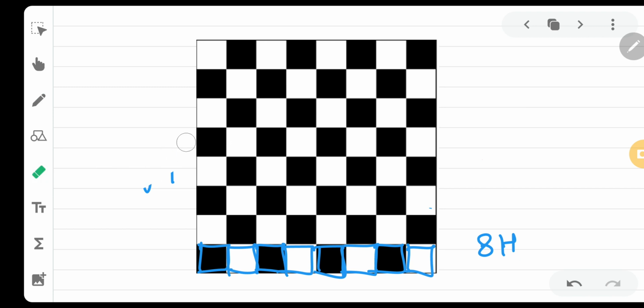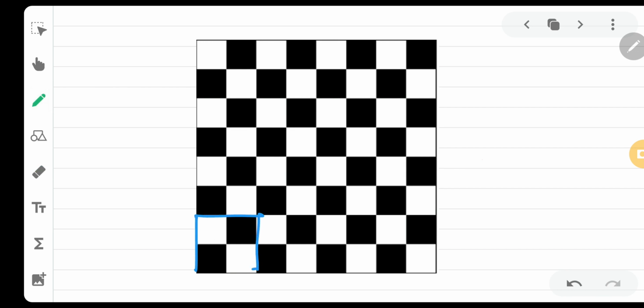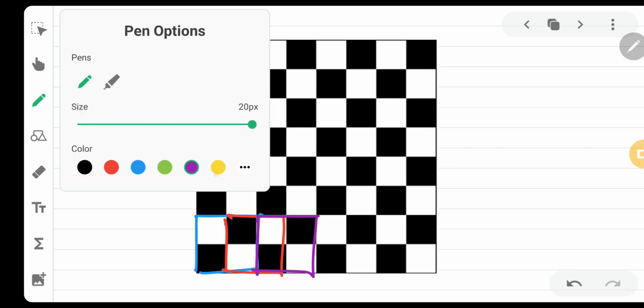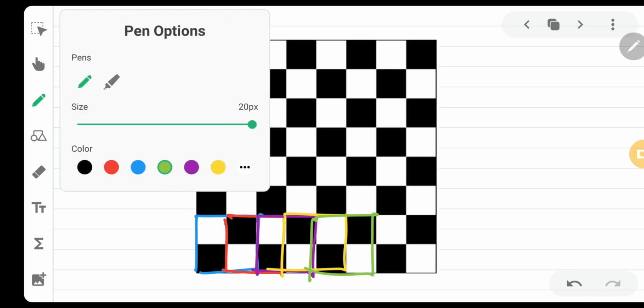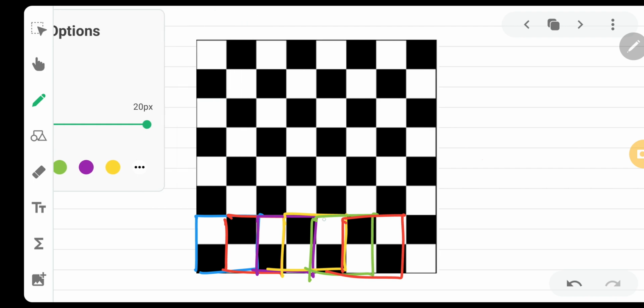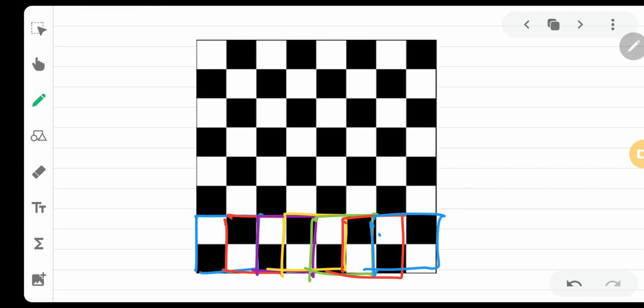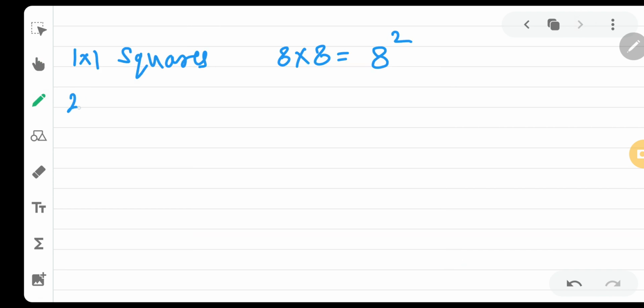Okay. Now suppose you want to find out 2x2 squares, how many would there be? First of all, you will have this 2x2, 1 square, right? Then you will have 2 squares, then 3 squares, then 4 squares, then 5 squares, then 6 squares, and then you're going to have 7 squares. So if you think about 2x2 squares, there are 7 horizontal squares. Naturally, there will be 7 vertical squares. So think about 2x2 squares. How many are there? 7 into 7, which is 49, but I will write it down as 7 square.